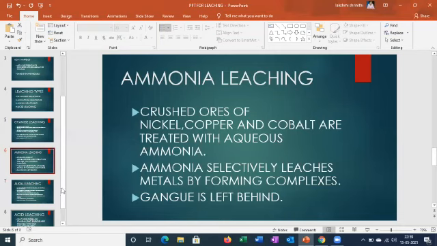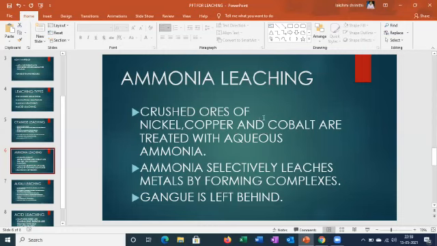It is called ammonia leaching. In this ammonia leaching, first the ore, which is made of a lot of crumbs, will be crushed. The crushed ores of nickel, copper and cobalt will be treated with aqueous ammonia. Aqueous ammonia is nothing but ammonia plus water, which gives us ammonium hydroxide. So we take the crushed ores of nickel, copper and cobalt and treat them with aqueous ammonia.